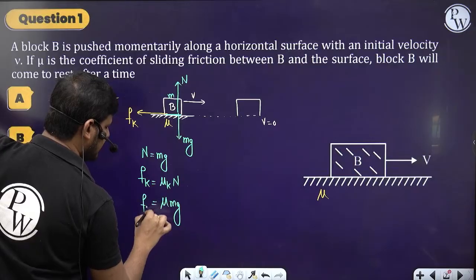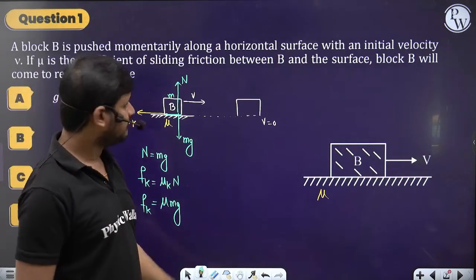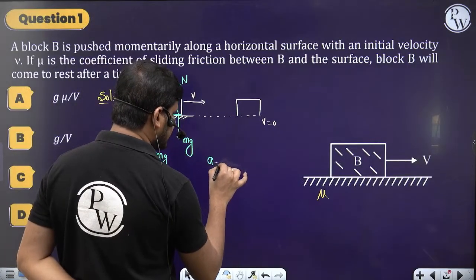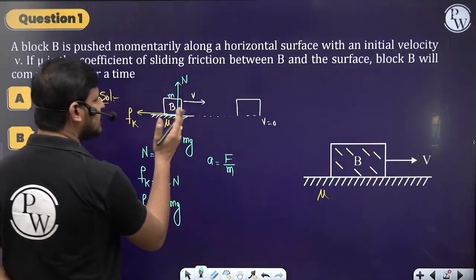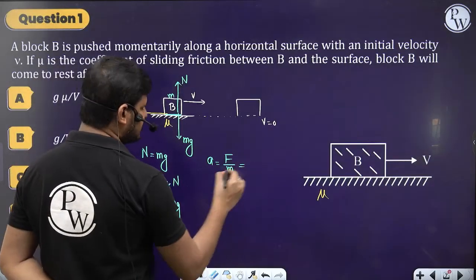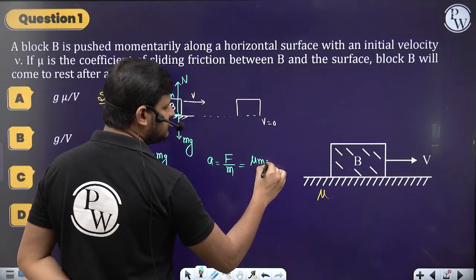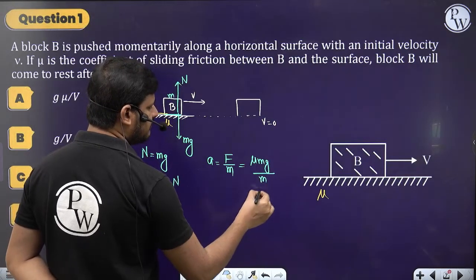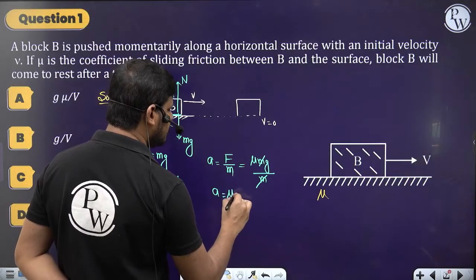This is the kinetic friction. Now shall I find the acceleration of the body? So how do you find the acceleration? The acceleration is equal to force upon mass. So what is the force acting on the body? It is nothing but the kinetic friction. The kinetic friction acting on the body is mu mg, divided by the mass of the body m. So m cancels, and the acceleration of the body is mu g.